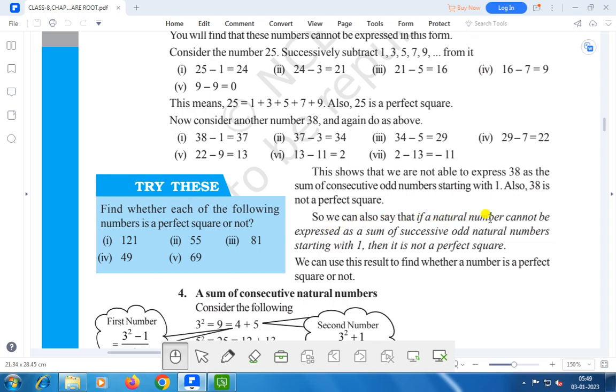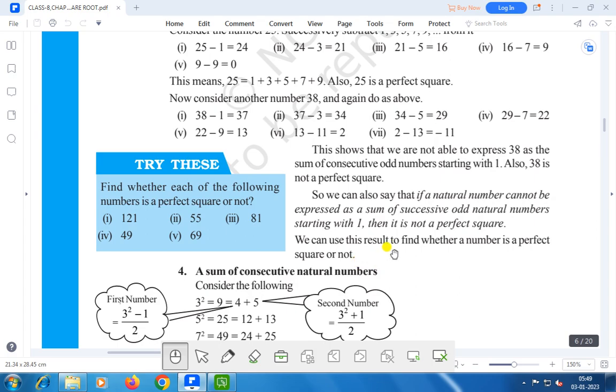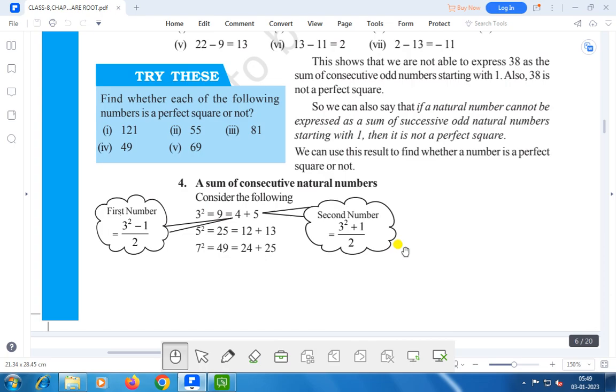So we can also say that if a natural number cannot be expressed as a sum of successive odd natural numbers starting from 1, then it is not a perfect square. We can use this result to find whether a number is a perfect square or not.